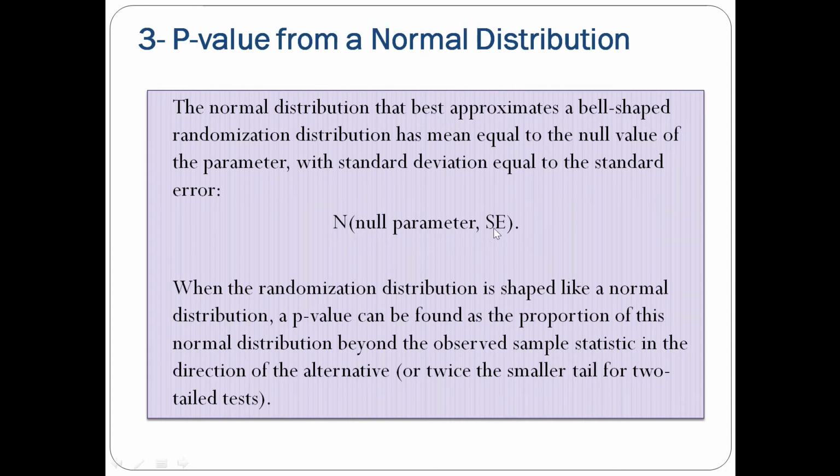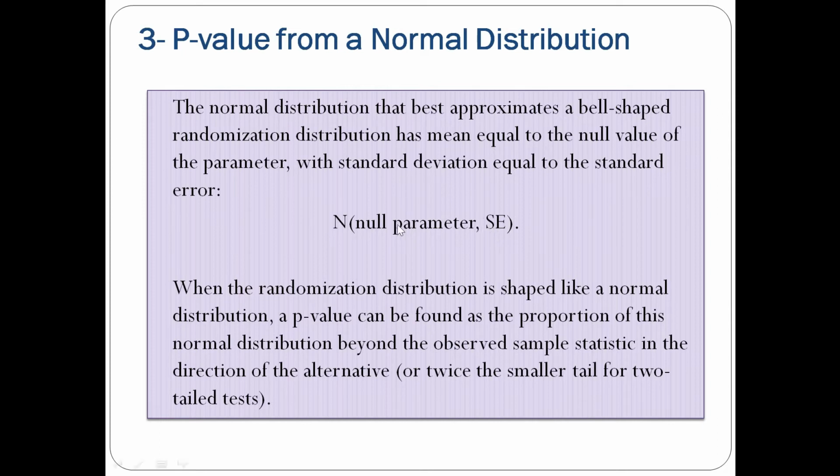Now we can use this to find the p-value. When the randomization distribution is shaped like a normal distribution, the p-value can be found as the proportion of this normal distribution beyond the observed sample statistic in the direction of the alternative, or twice the smaller tail of the two-tail test. What does that mean?